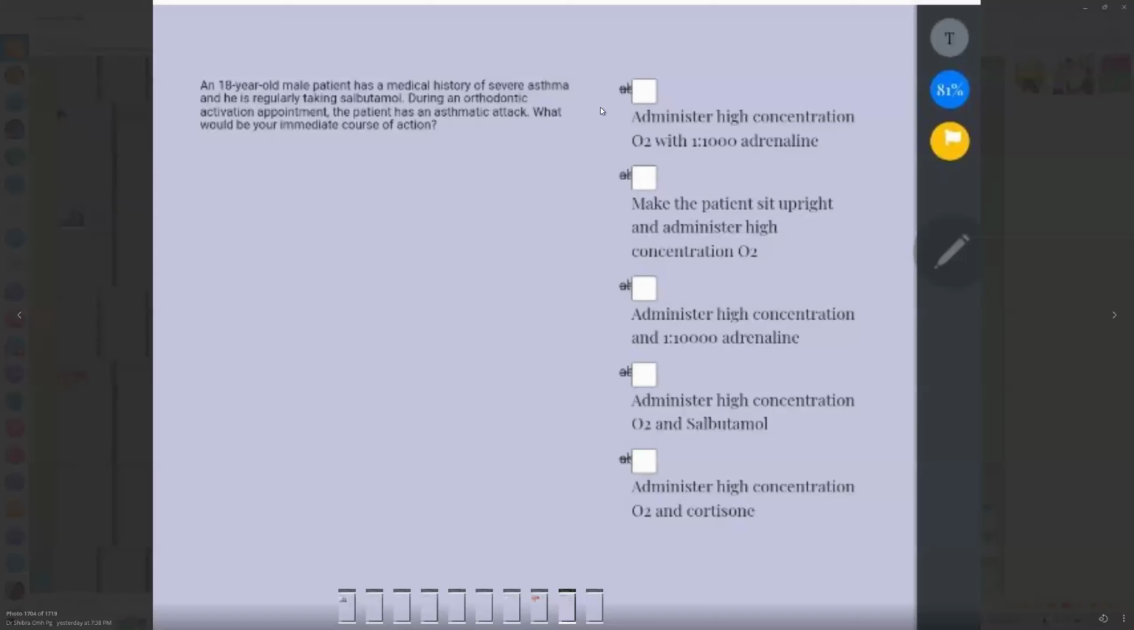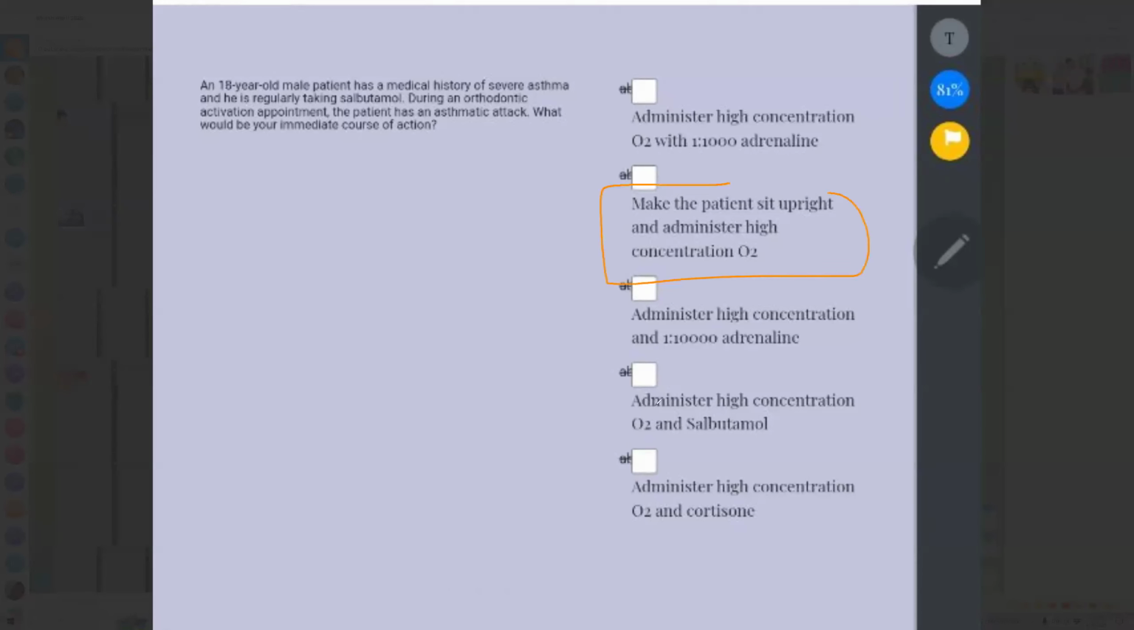But the first one is to make the patient sit in an upright position. Is it upright or a supine position for asthma? No, we should avoid the supine position. Sir, it's upright. So this option is better than this option, right? We have two close options here. Yes. So option D, I think.